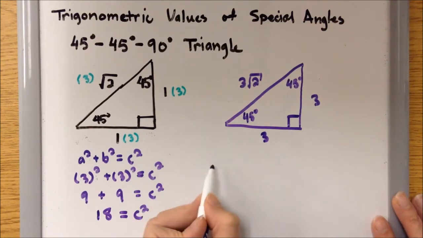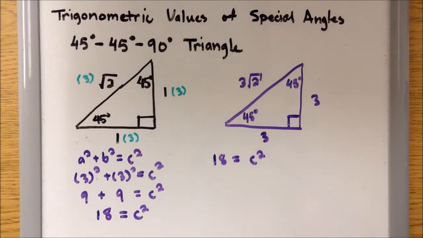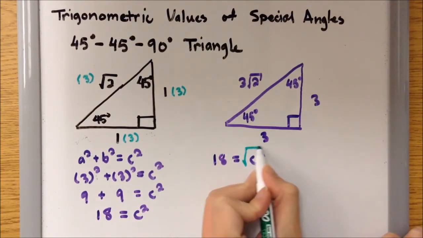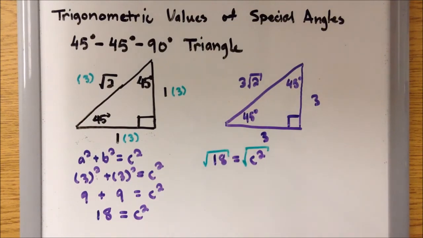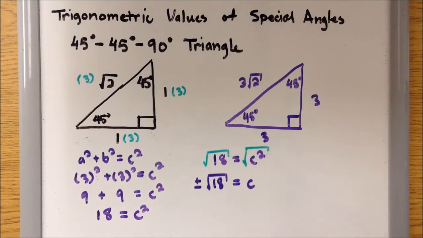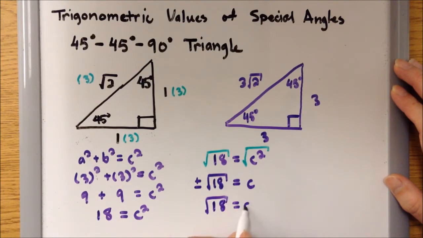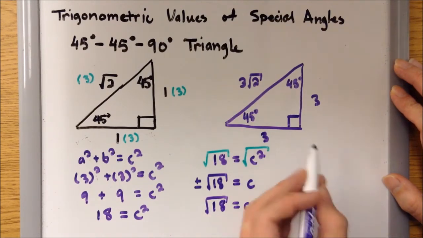Now, we're going to simplify this. Again, we want to get c by itself. The opposite of square is square root, and I do it on both sides. So here is going to be a plus or minus square root of 18 equals c. Now, again, we're dealing with measurements, lengths, so we want to use positive. So square root of 18 equals c. But we're not finished. Here, we can continue to simplify. So I'm going to write it over here.